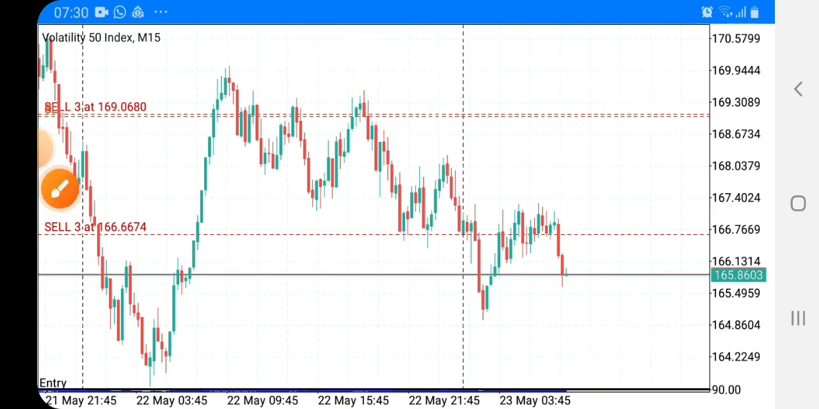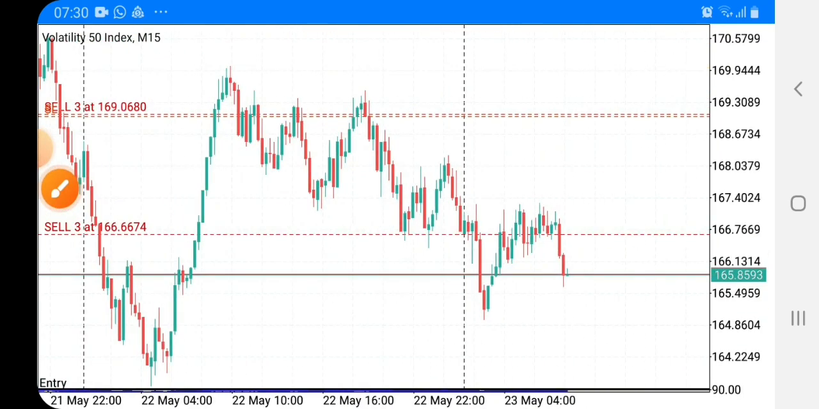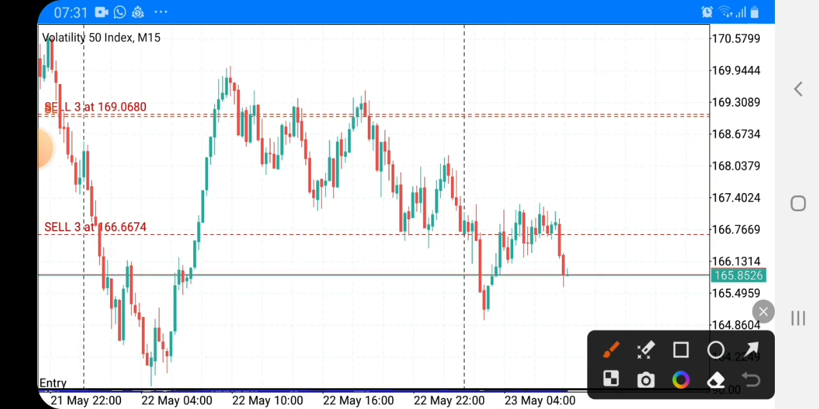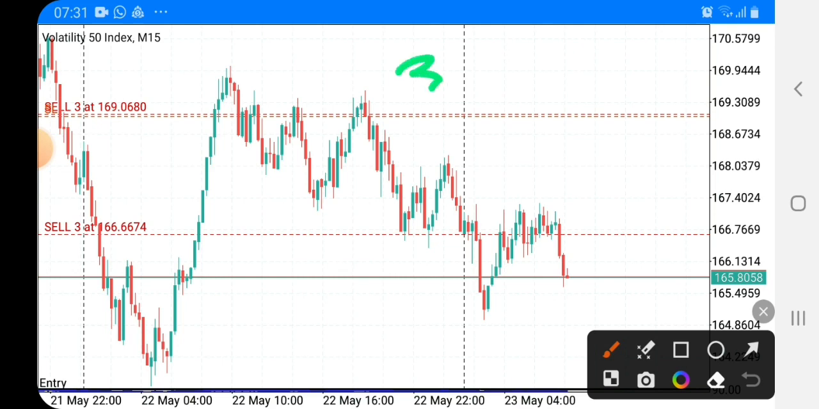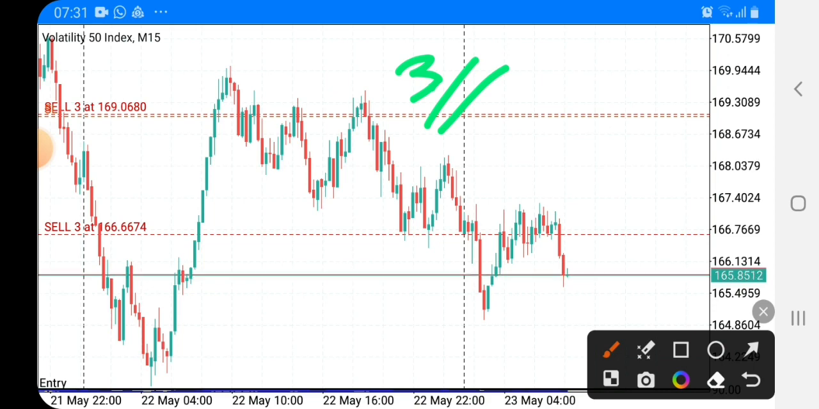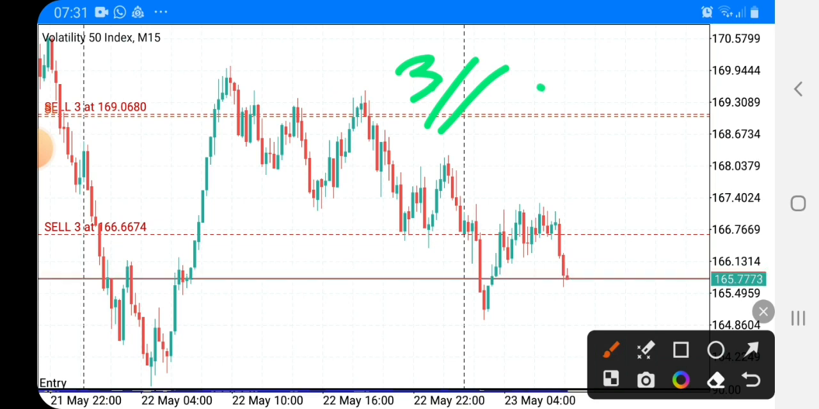Okay, so instead of jumping with 9 lot size at the initial entry point, you divide your lot size by 3 or 4 or 5. So let's say I divide this lot size by 3, so 9 divided by 3 is going to give us 3. So what we are planning to do is to add 3 positions. So when we discover our entry, the first entry is going to be with 3 lot size.